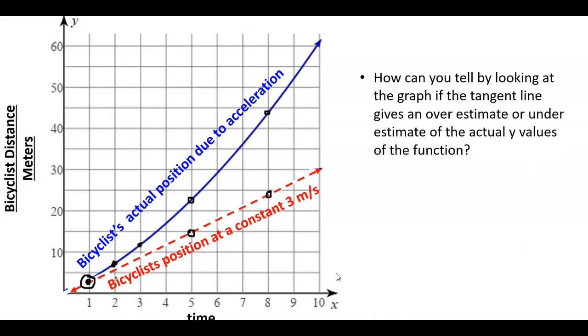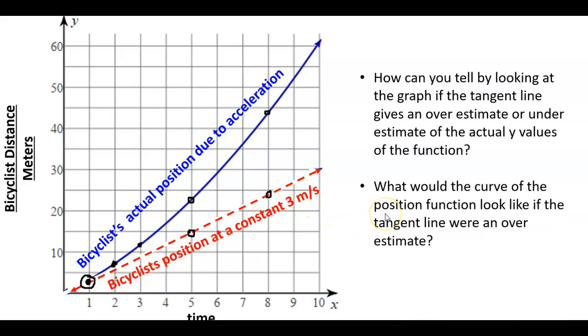So, how can you tell by looking at the graph if the tangent line will give us an overestimate or an underestimate of the actual y values of this function? Well, you could tell that the tangent line is going to give you an underestimate because it's under the actual curve. So when your tangent line is under the actual curve, then your tangent line will give you an underestimate.